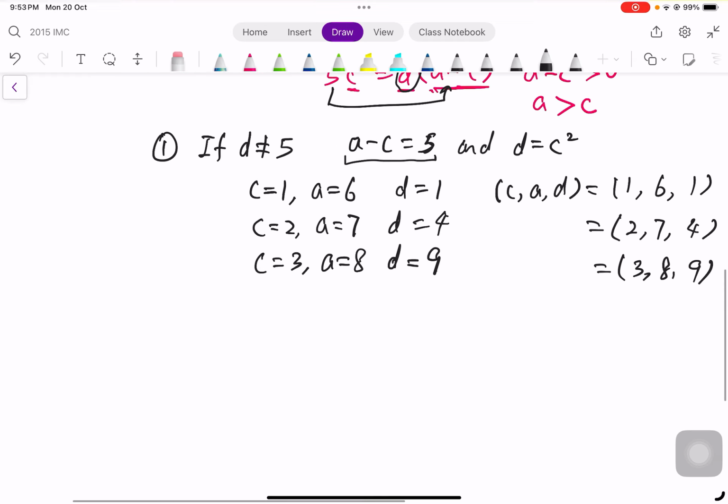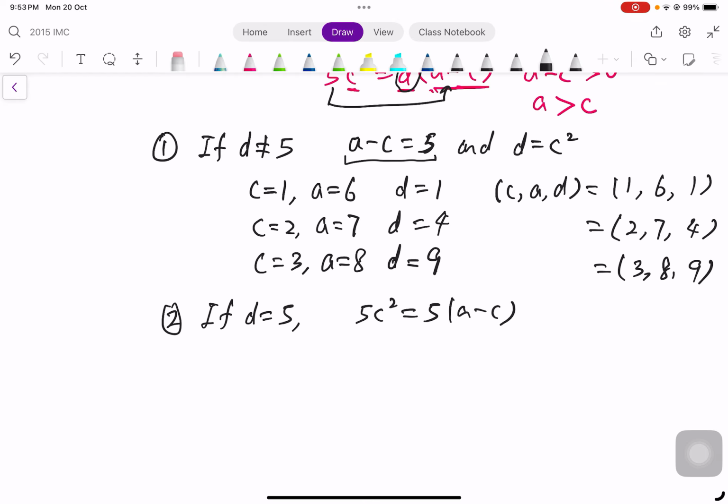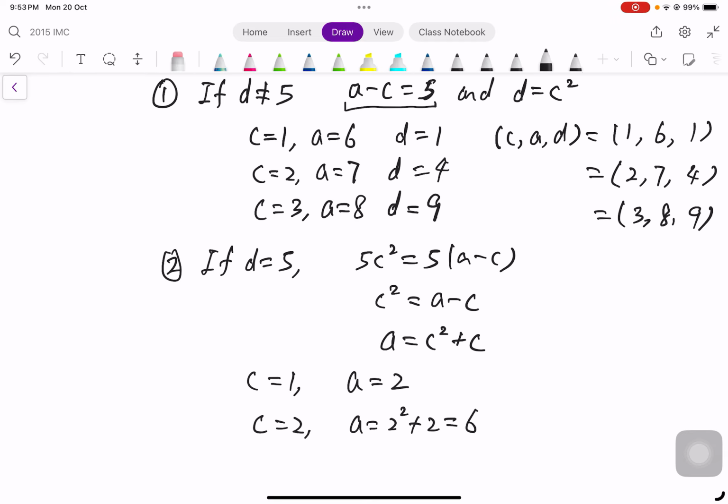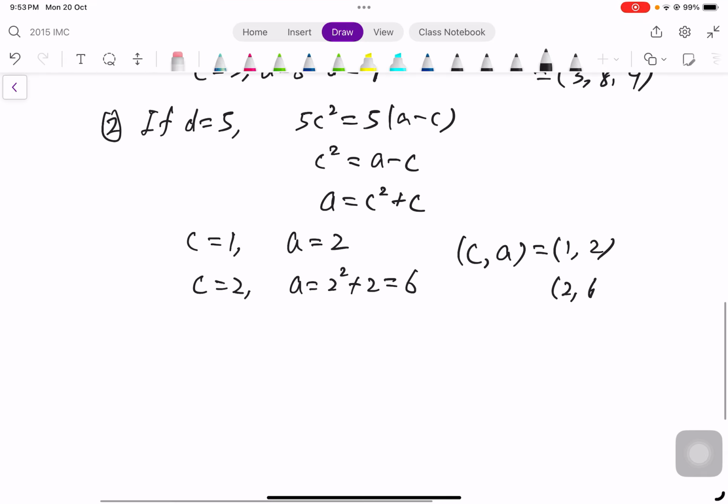Okay, then the second case, if your D is equal to 5. If your D is equal to 5, that means your 5C squared is equal to 5 times A minus C. Alright, then in this case, your C squared will be just equal to A minus C. And then your A is actually C squared plus C. Alright, then again, we look at this. If your C is 1, then your A will be just 1 plus 1, that will be 2. If your C is 2, then in this case, A will be just equal to 2 squared plus 2, and that will be 6. C cannot be 3. That will give you 9 plus 3, 12. Not possible. Therefore, in this case, now your C and A values are 1, 2, and the other one is 2, 6.